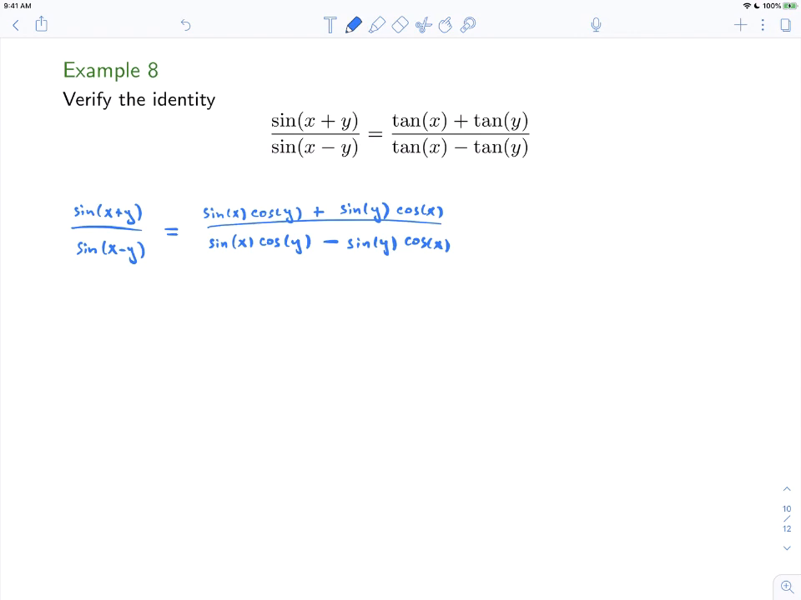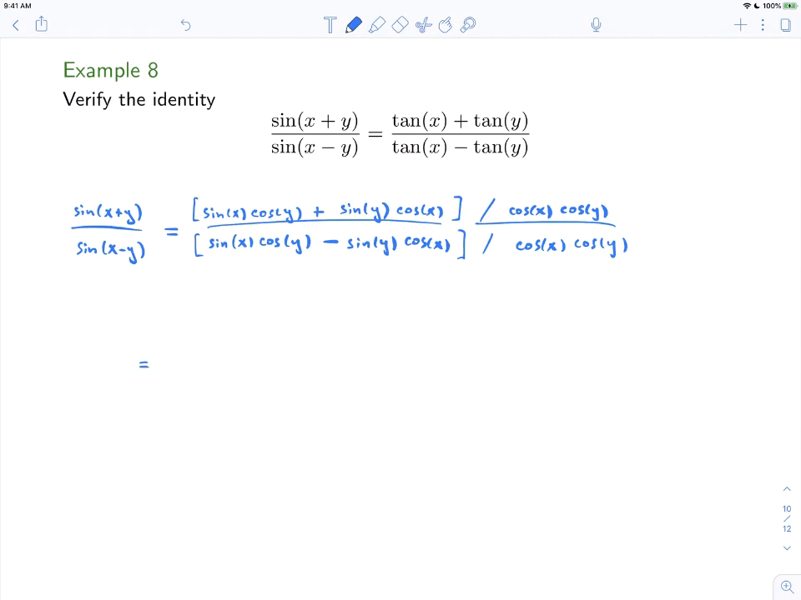Let's divide everything in this numerator by cosine of x, cosine of y. And if we do it in the numerator, we have to do it in the denominator too. Let me use brackets. So we're going to divide the denominator by the same thing. If you divide the numerator by cosine x, cosine y, you have to divide the denominator by cosine x, cosine y. So what's that going to give us?